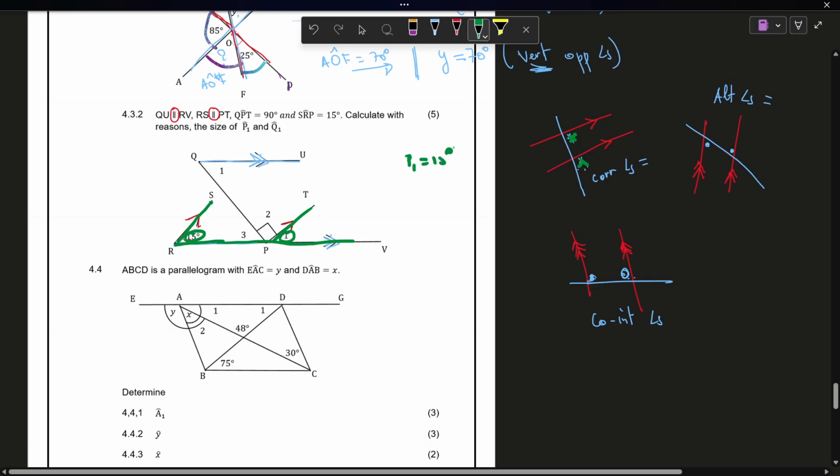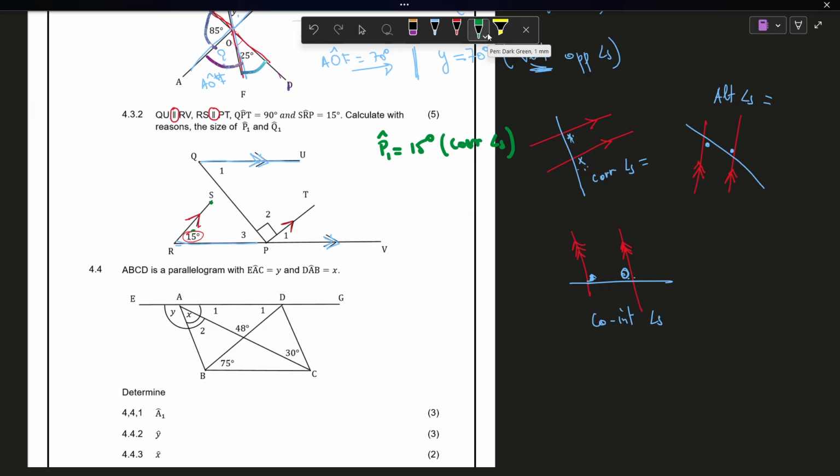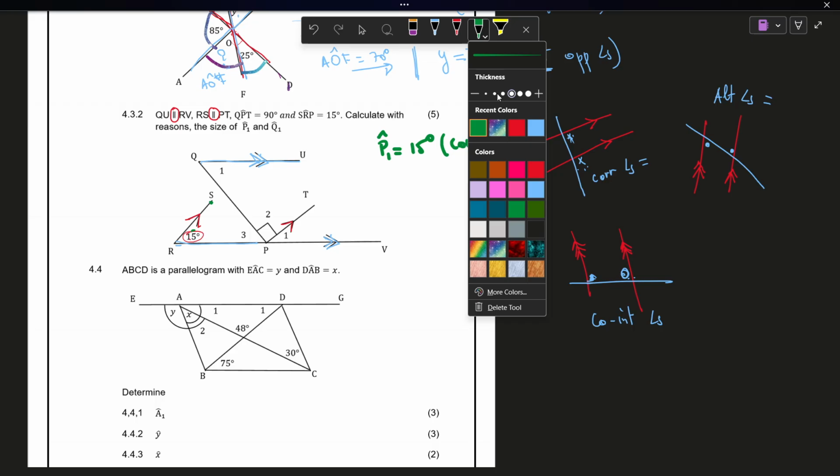Let me just remove it to make the drawing clean. So angle P1 is 15 degrees. And what is the reason? It is corresponding angles, right? Because whenever you can draw the F, that means you have corresponding angles. Let me just reduce the thickness of this.